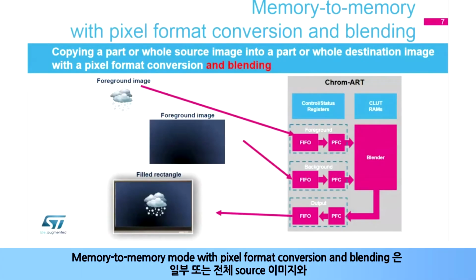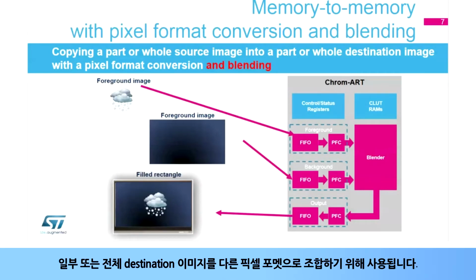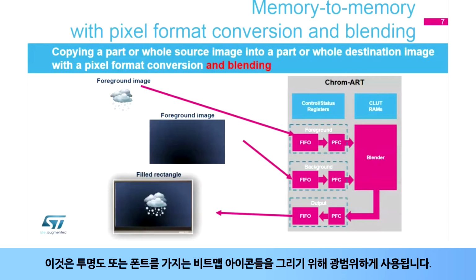Memory to memory mode with pixel format conversion and blending is used to blend a part or whole source image with a part or whole destination image with a different pixel format. This is widely used to draw bitmap icons having transparency or fonts.